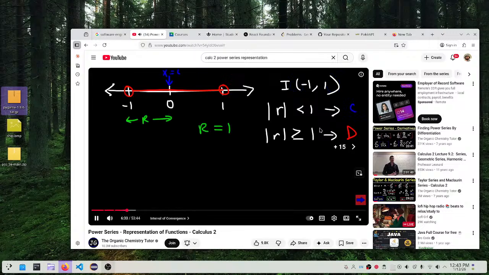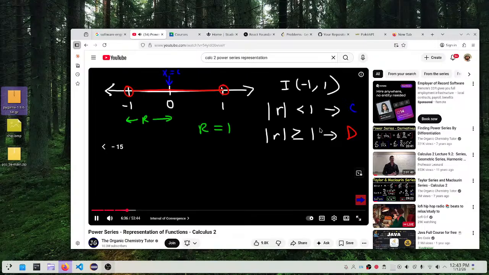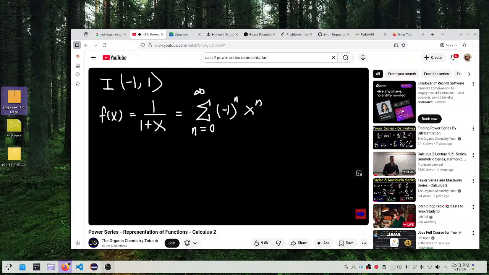What does it mean? Now let's talk about what it means. So what does it mean that the interval of convergence is between -1 and 1? So recall that the function f of x, which is 1 over 1 plus x, can be represented by the power series from n equals 0 to infinity, -1 to the n, x to the n.